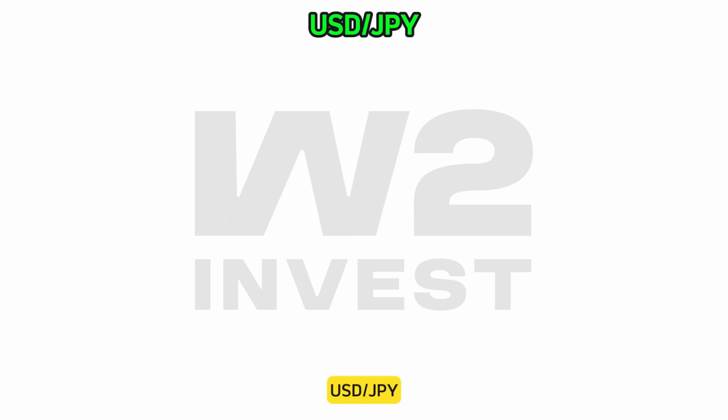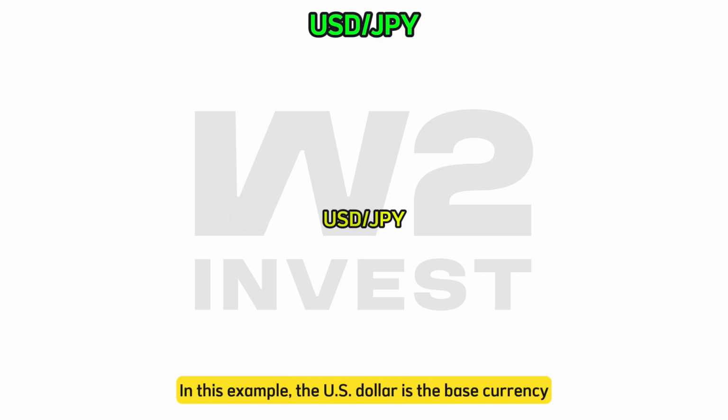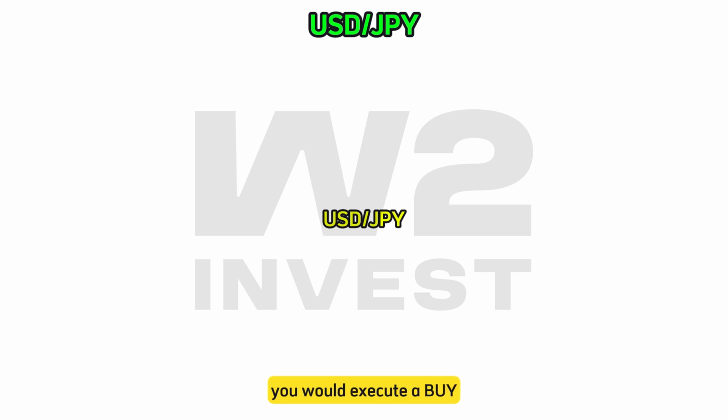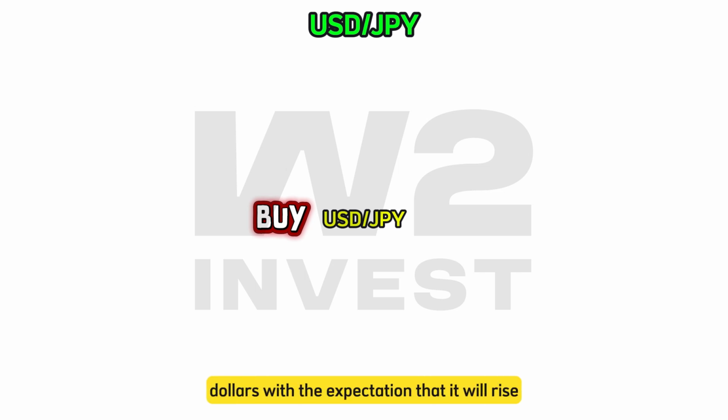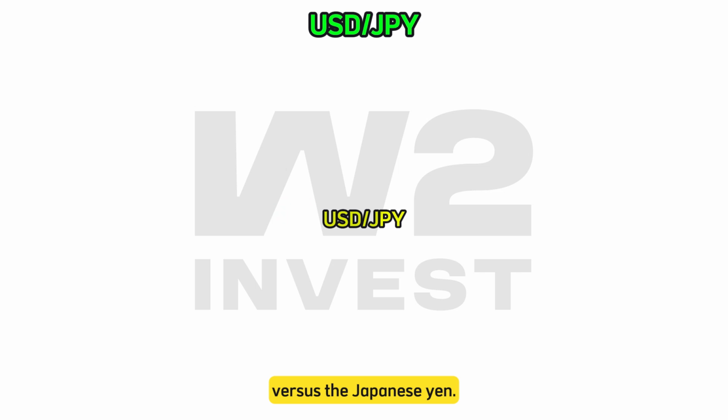US dollar to Japanese yen. In this example, the US dollar is the base currency and thus the basis for the buy or sell. If you think that the Japanese government is going to weaken the yen in order to help its export industry, you would execute a buy US dollar to Japanese yen order. By doing so, you have bought US dollars with the expectation that it will rise versus the Japanese yen.